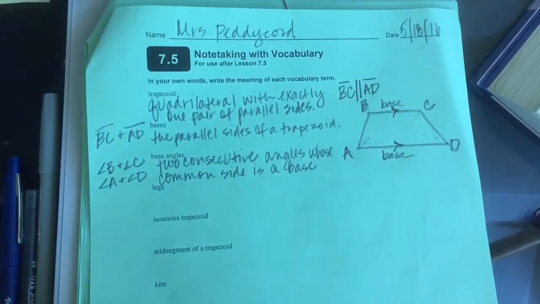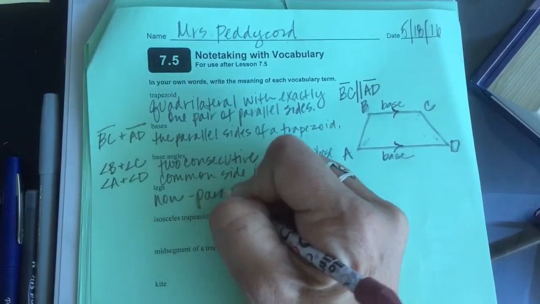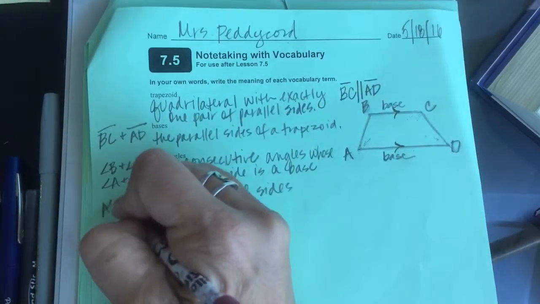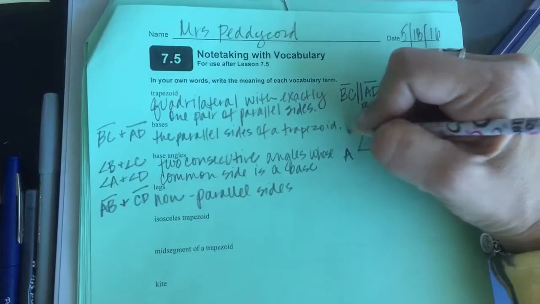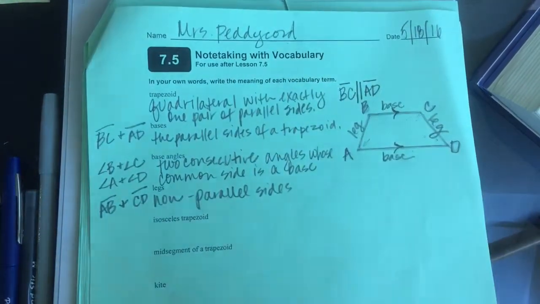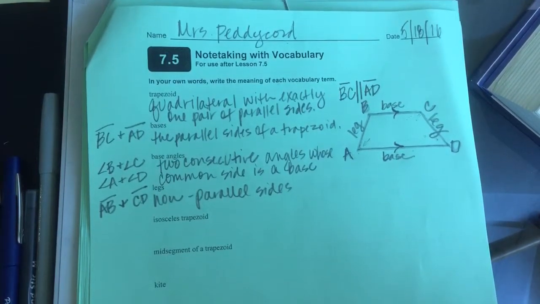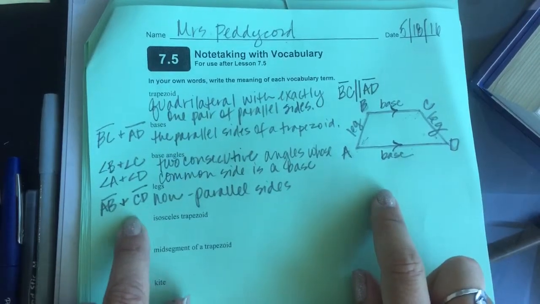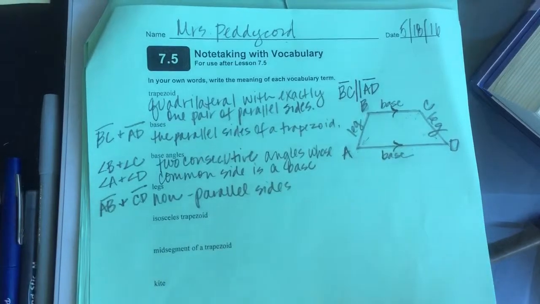So the legs of a trapezoid are the non-parallel sides. If I name the legs, they are the A, B, and C, D sides. So A to B is a leg, C to D is a leg. The non-parallel sides. I wrote it as A, B, and C, D, as well as putting leg on my drawing.